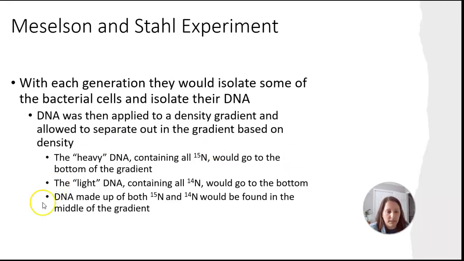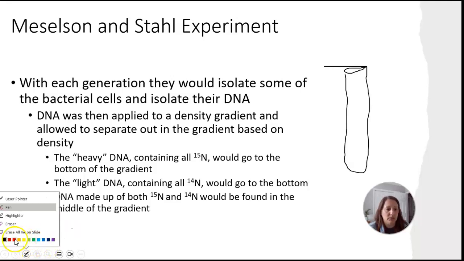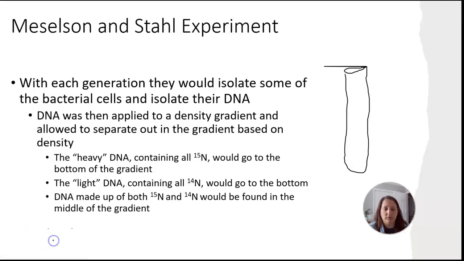Okay, and let me actually draw this. I'm going to draw a test tube to the best of my ability with this mouse. So here's my test tube, and inside of it, I put a density gradient. Okay, and a density gradient usually is made of something called cesium chloride.